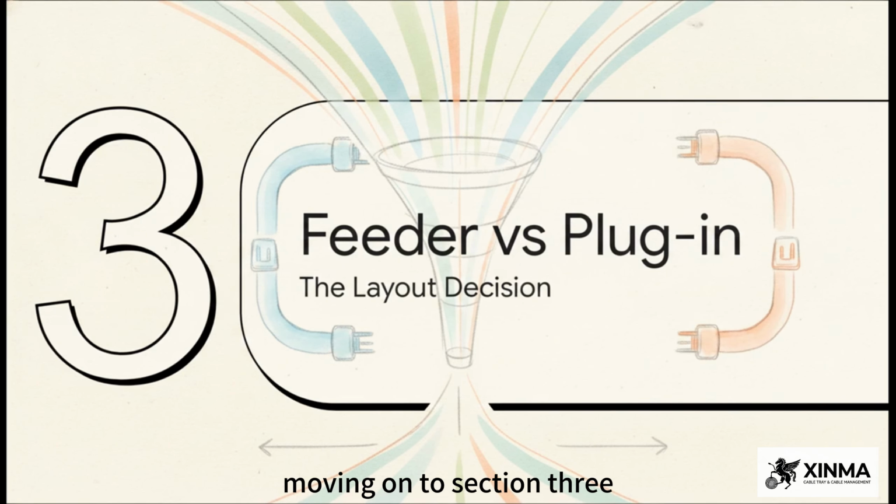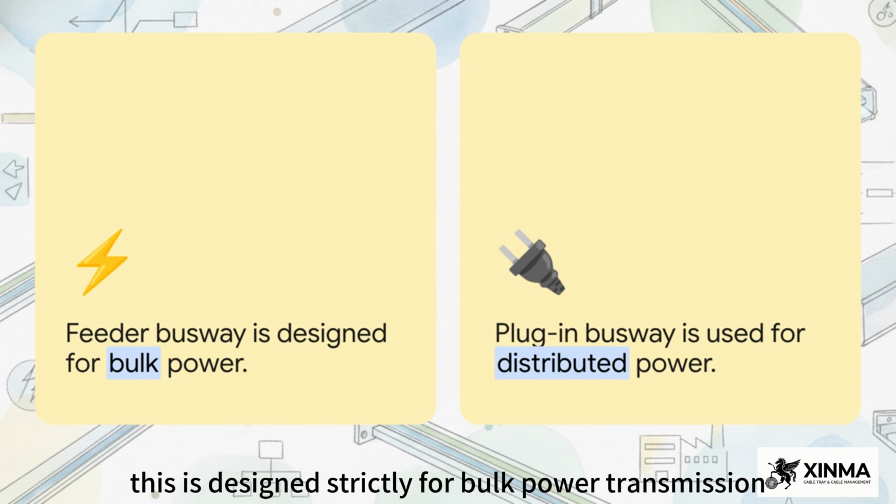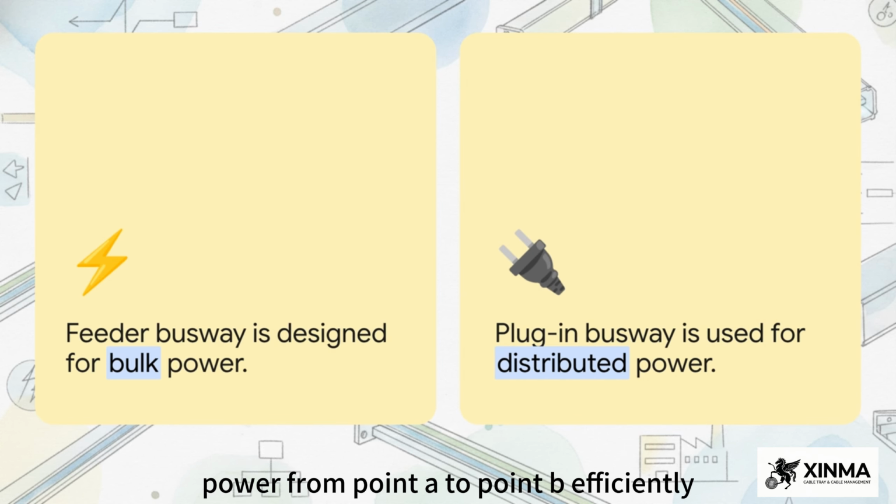Moving on to Section 3, feeder versus plug-in busway. Now, this is a huge fork in the road before your physical layout even begins. You're basically choosing between two very different core functions. On one hand, you have the feeder busway. This is designed strictly for bulk power transmission. We're talking about moving massive amounts of power from point A to point B efficiently, without any interruption.